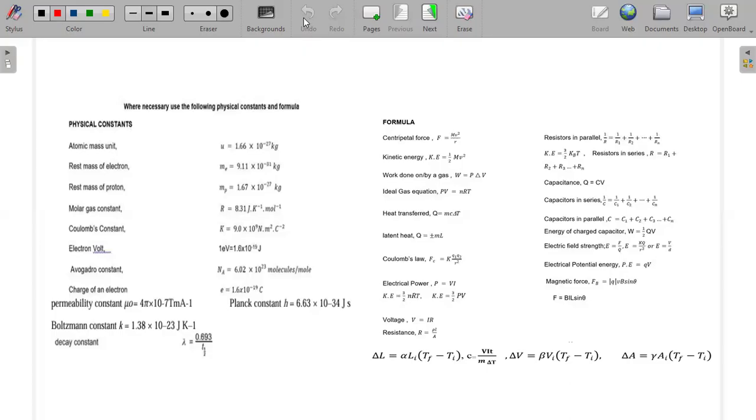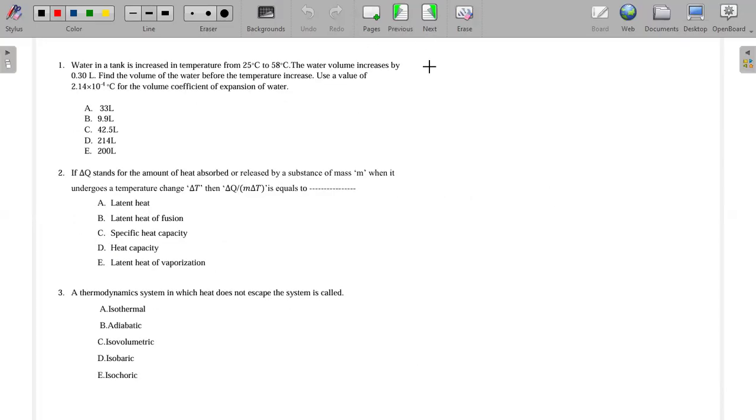So look at the entire paper for the 2025 January final exam for your introductory physics until we are done. Without wasting much time, let's go to the multiple choice part, which is part A or section A, from question 1 to question 10.